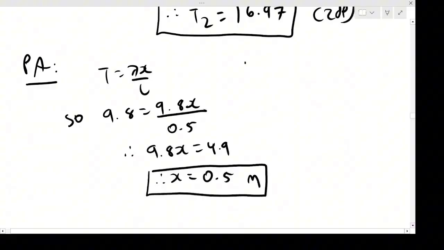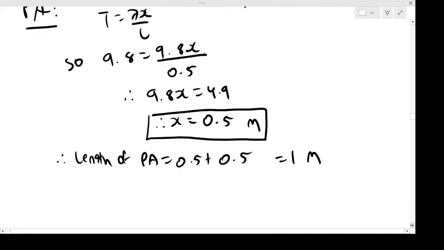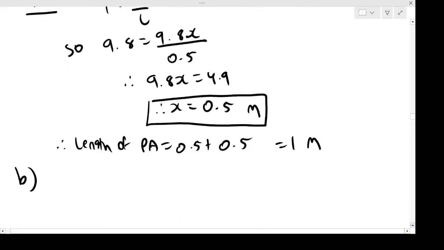Okay. So therefore, the length of the string PA is going to be the natural length, which again was 0.5, added on this extension, which is also 0.5. And there we are. So that's the length of PA, 1 meter. And there we are. Okay, cool.